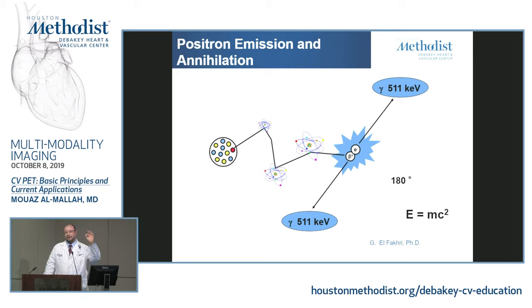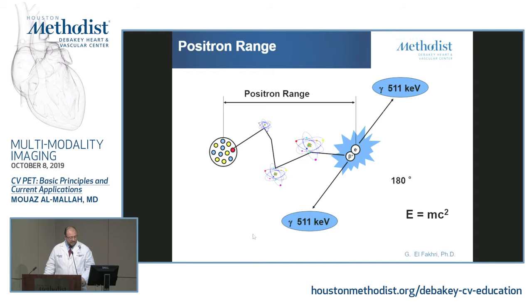So if they arrive longer than that time, we're going to call them randoms and throw these photons away. And now this distance, from this distance to here, because when I go and reconstruct my image, I'm going to reconstruct it as if this positron was here. But technically, the positron was here, not here.